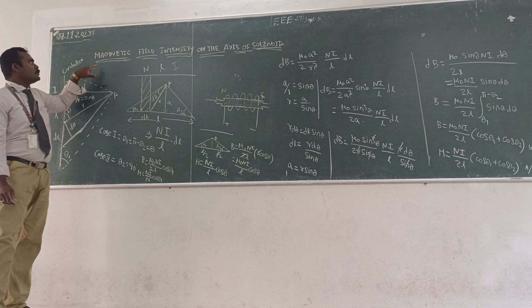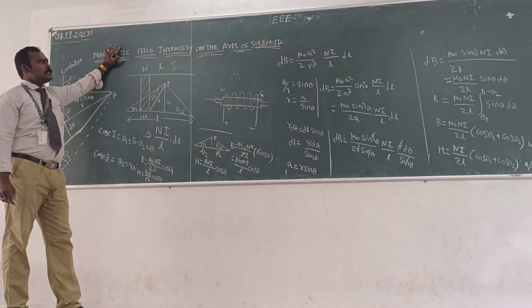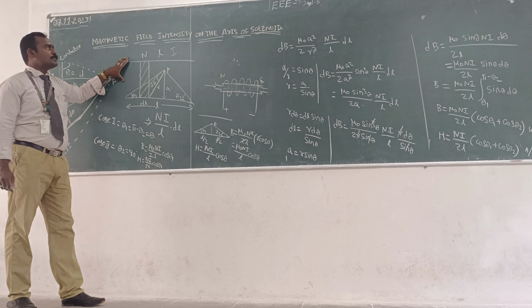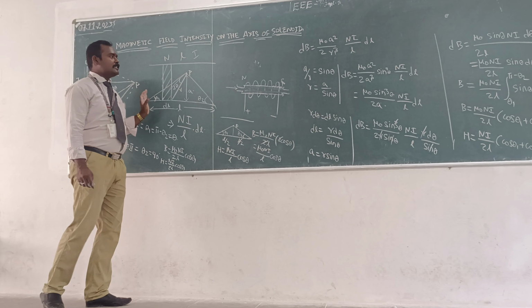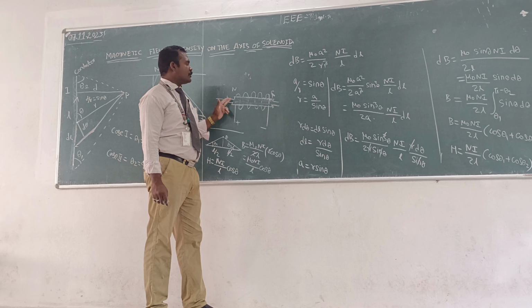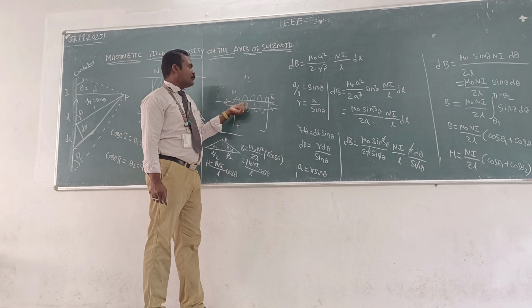We are going to discuss the magnetic field intensity and magnetic flux density calculation on the axis of the solenoid. First of all, you must be aware of the solenoid. The solenoid is a non-magnetic hollow frame, you can take it like that. On it, you wind a number of turns of copper or aluminum conductor.